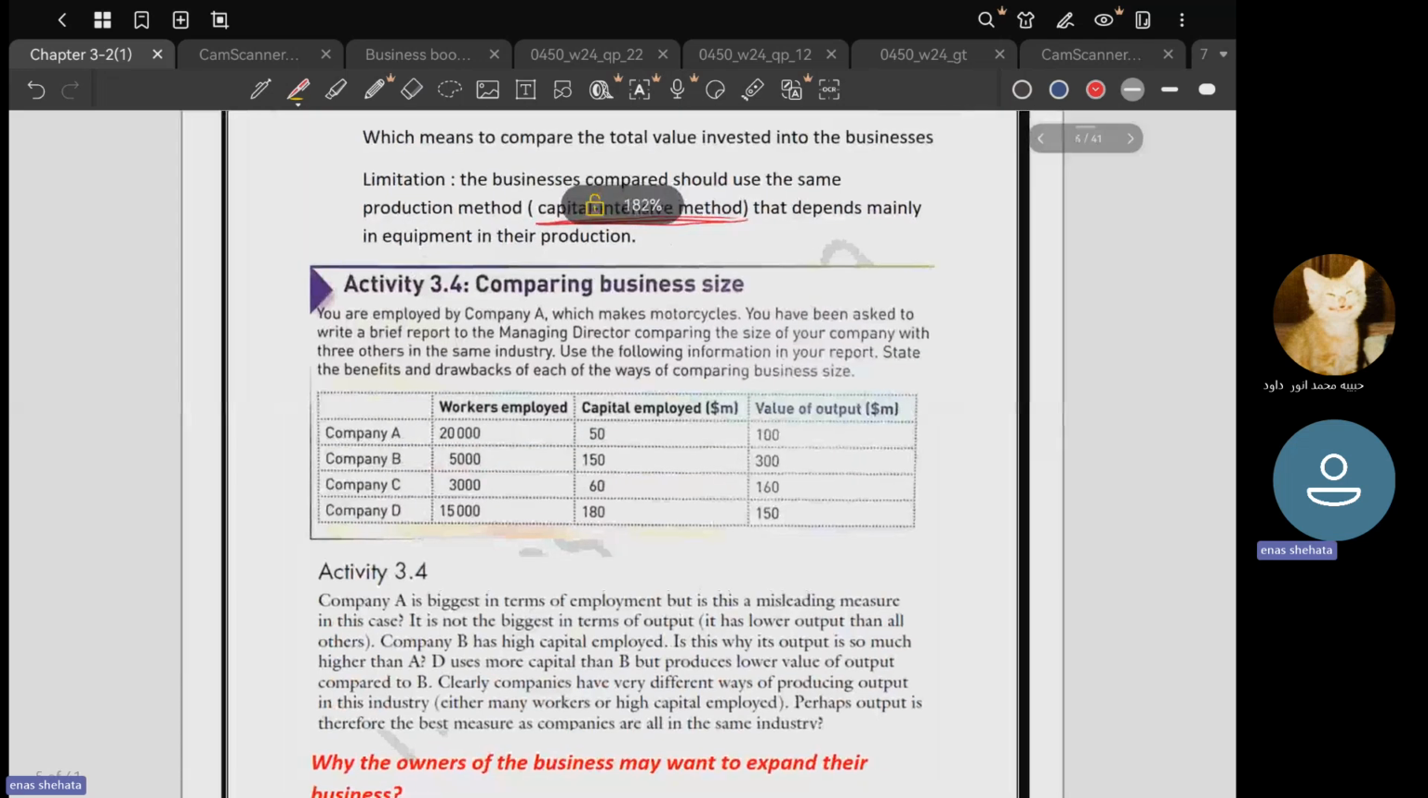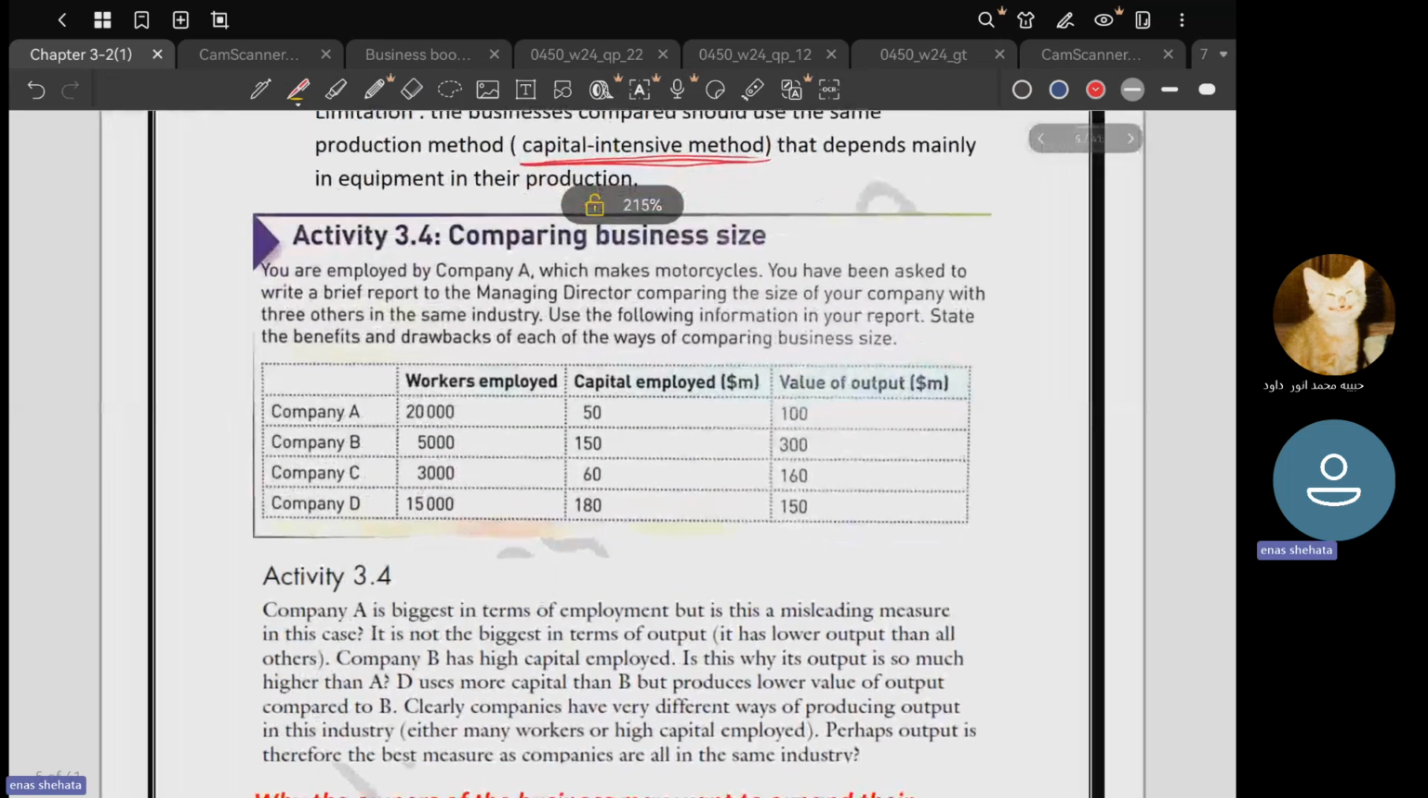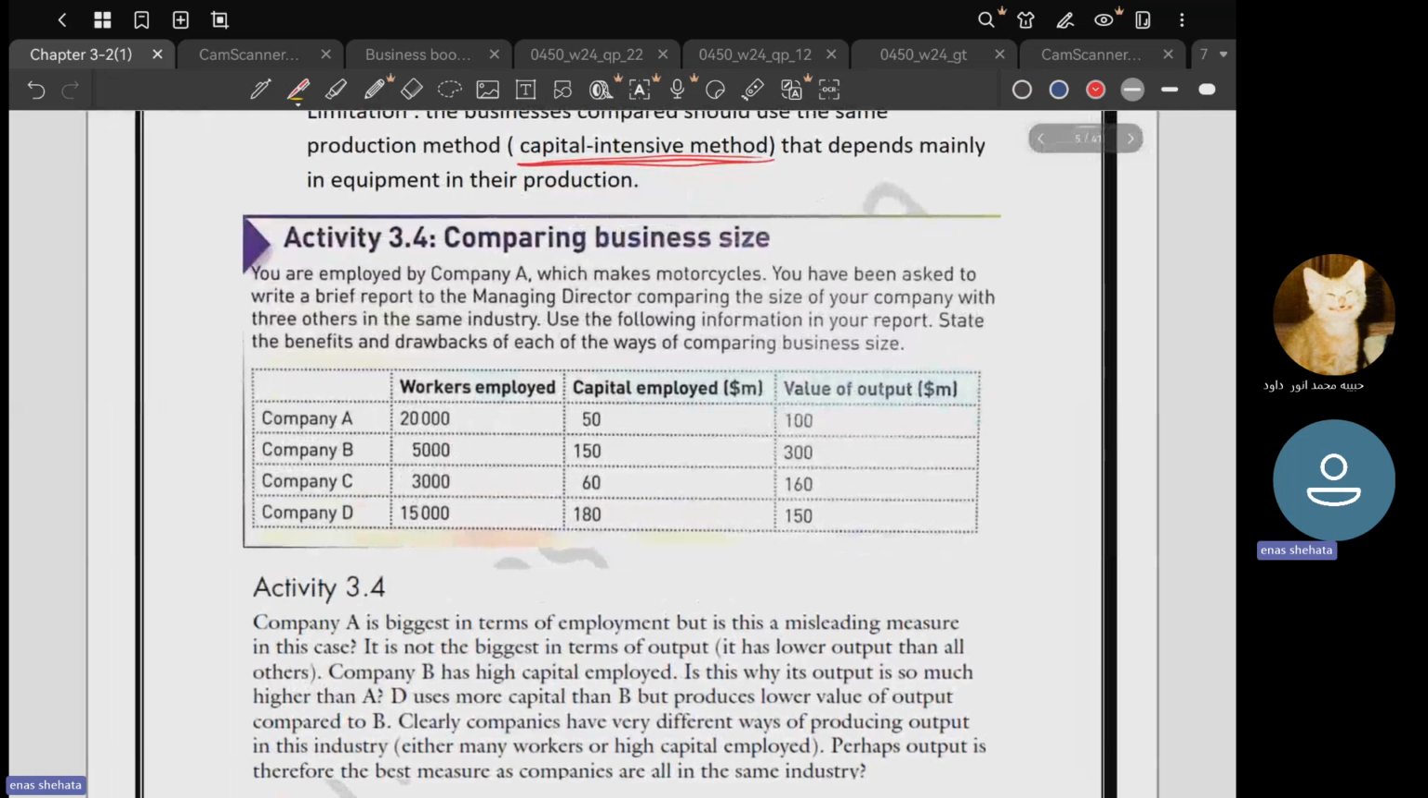Let's see the case study. This is the one that may come in your exam. This is called a case study: a situation is explained to you and a question is given to you according to it. You are employed by company A, which makes motorcycles. You have been asked to write a brief report to the managing director comparing the size of your company with the 3 others in the same industry.